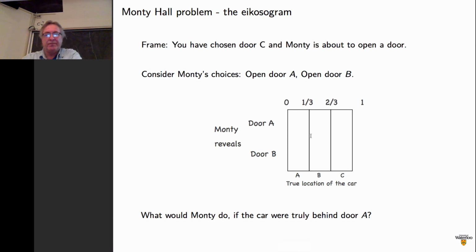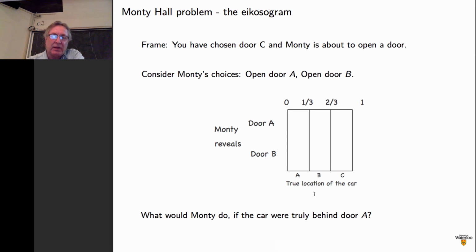So here's our frame. The true location of the car is A, B, or C. You've chosen C, and Monty's about to open the door. Okay? So what I want to know is what's the probability of opening door B or opening door A, given the true location is at any one of these marginal ones. Okay?